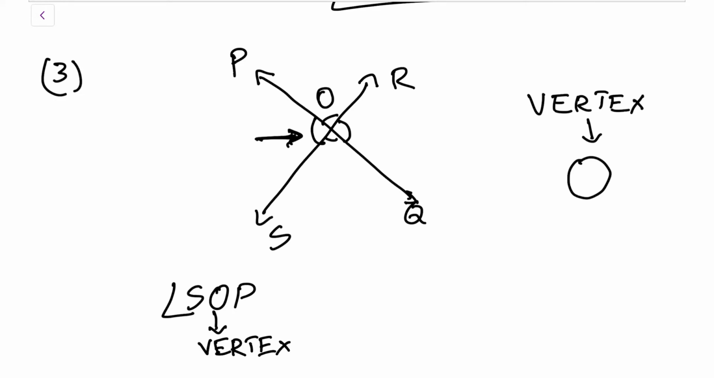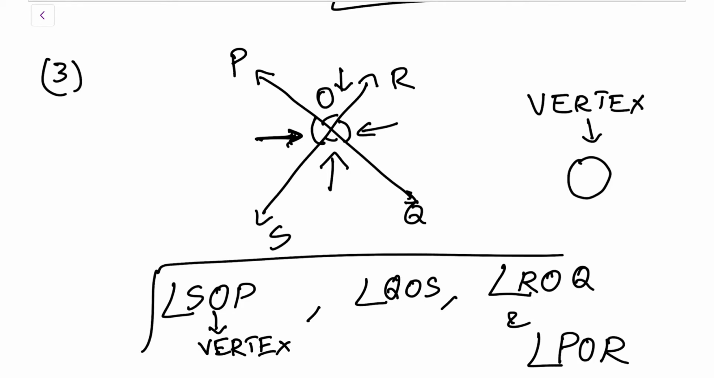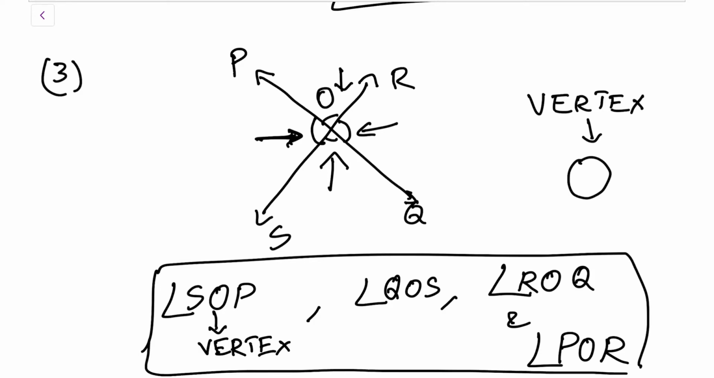Alright, so we are done with this angle. What about this angle? Perfect. That is angle QOS. And what about this angle? Very good. ROQ. And finally, what about this angle? Angle POR. This is how you name the 4 angles. Notice O is in the center of all the 4 angles because it is the vertex.